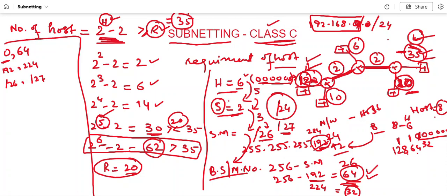Let's say it is 10. For 10 you can see our requirement is fulfilled here. 14 is greater than 10 and 6 is less than 10, so our requirement is fulfilled here. So again the same steps we have to follow. H is equal to 4, so S is also 4. If S is 4, then subnet mask is 24 plus 4, 28.